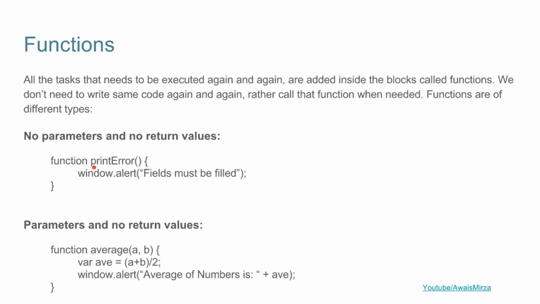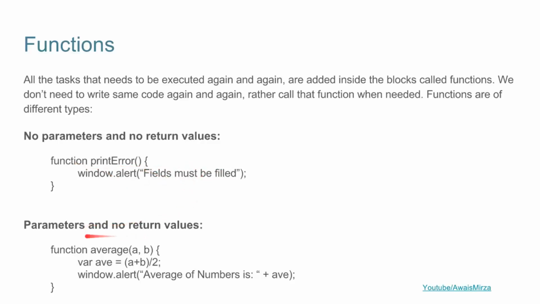What if we want to print an error at different positions of our software? All right, rather than writing the same line of code again and again, we define a function like this. We write function and the name of the function, and inside that function we can write any number of statements. Right now I've just written one statement. So when I call this function, it's going to give a pop-up window showing that fields must be filled. So I'm not going to give this function anything, and it's not returning anything.